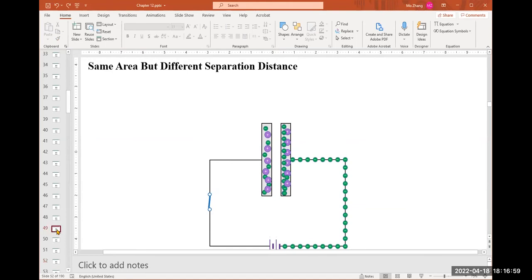It starts to, how to say, reorient, and then all the electrons are lined up on one side.